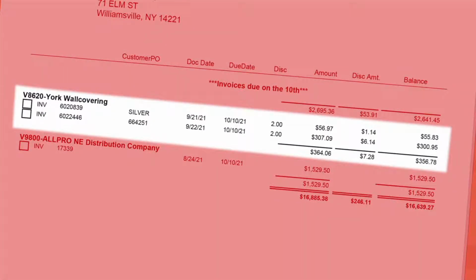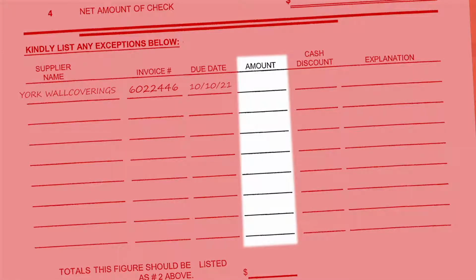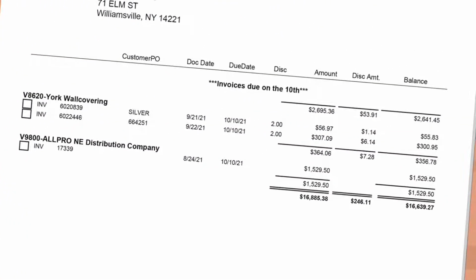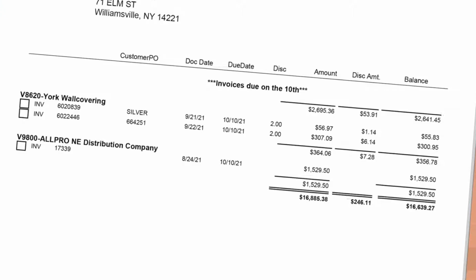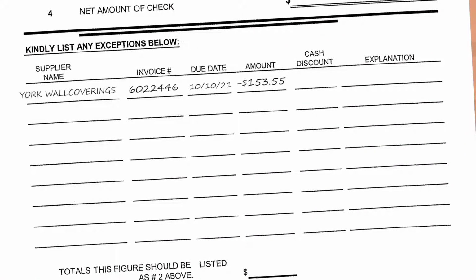As an example, let's say York wall covering was only able to fill 50% of one of your orders. All the information you need to fill out your exception is on your ALLPRO statement. For the amount column, because you only receive 50% of your order, you'll need to do some math to figure out 50% of the amount that the supplier originally invoiced. Here, the original charge was $307.09, so you simply take 50% of that amount and write it on your remittance form.